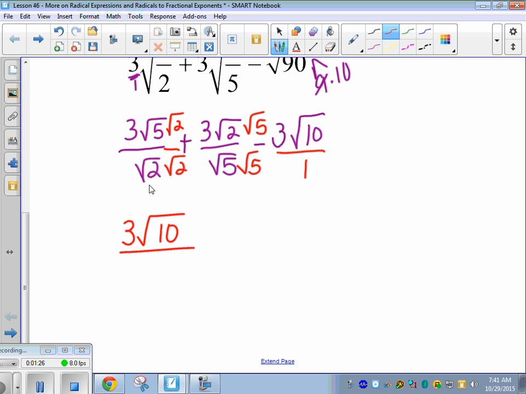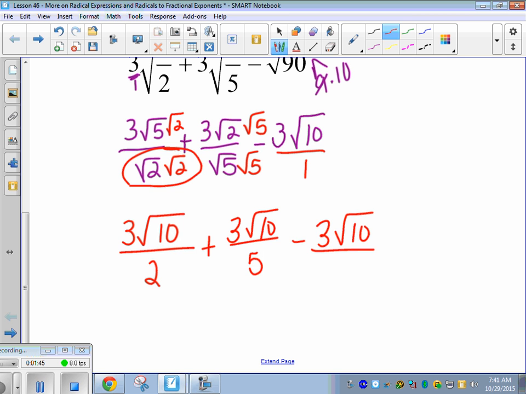Be careful. A lot of people actually miss this on the test. They put 4 for that. Okay, that's the square root of 4, which is 2. All right, and then here we have 3 square roots of 10 over 5 minus 3 square roots of 10 over 1. All right, now Chloe, when we add and subtract fractions, what do we have to do here?